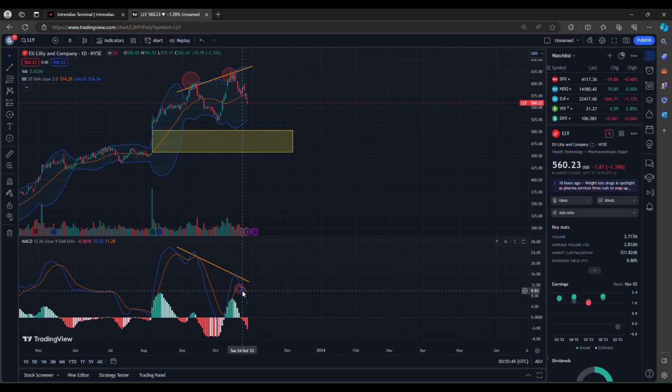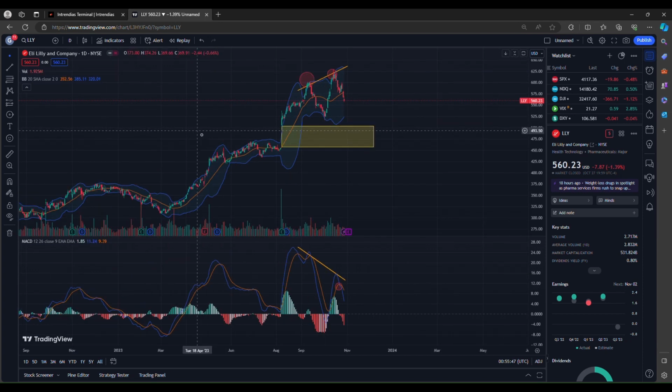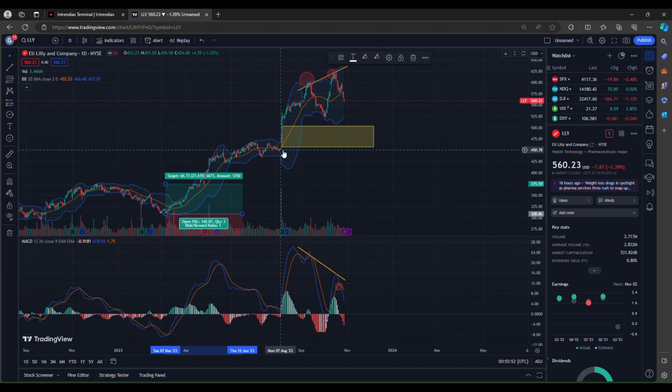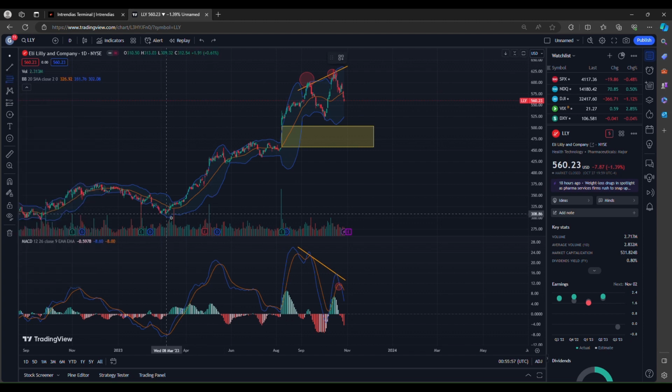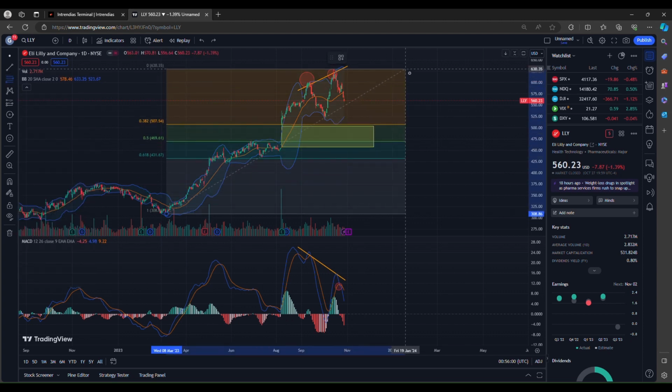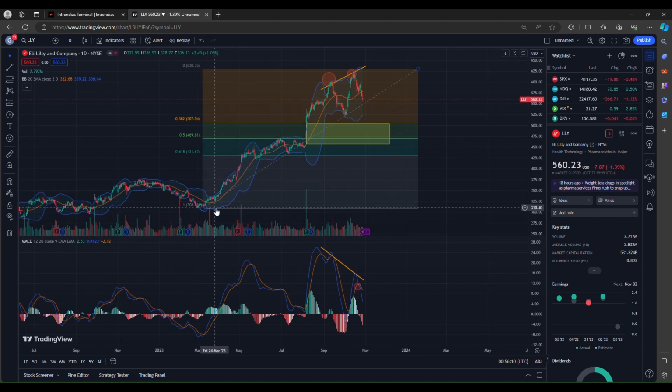Finally, we can look into the Fibonacci sequence. Fibonacci has been something popular that I've been doing on the channel. Essentially, we are going to take the min and max of the most recent bullish move. So here, March 8th seems like the best choice to dictate when this new bullish move started for Lilly, and the max high is set for October 13th.